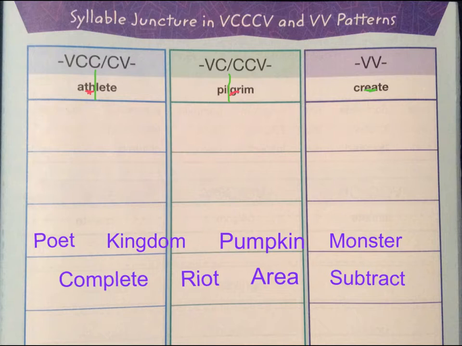You're also going to notice that the vowel sound in the first and second column both make a short vowel sound. So athlete, it makes the short a sound instead of the long a sound. Pilgrim is the short vowel sound. And in our vowel, vowel pattern, create, they make the long vowel sound. So there's two different ways we can look at our words. We pay attention to the vowel sound that it makes, as well as how the syllables are separated.